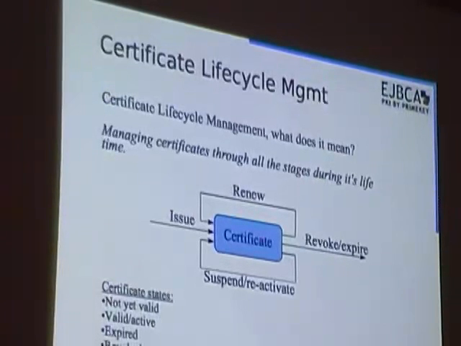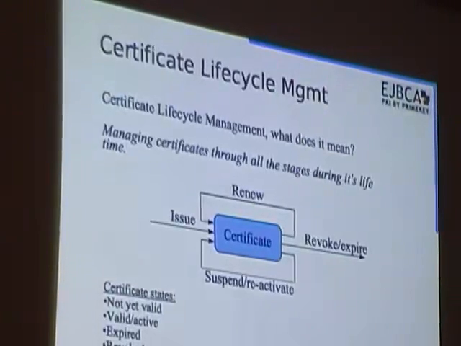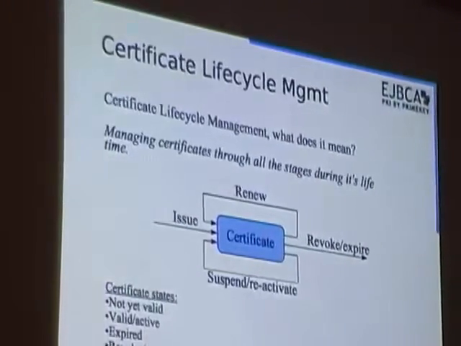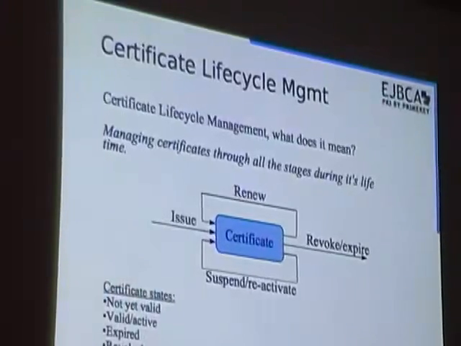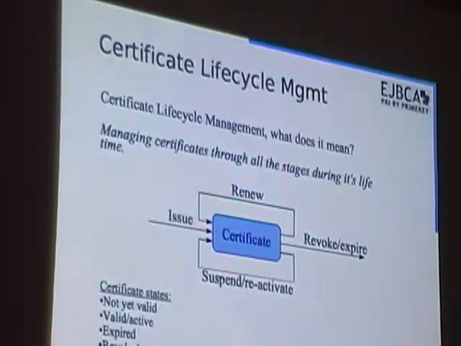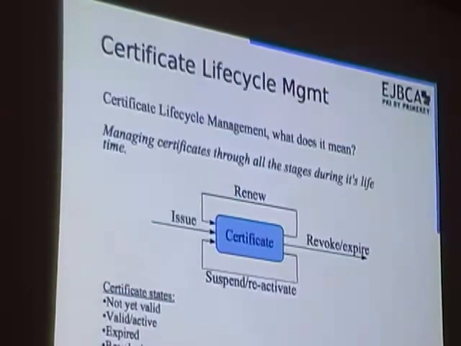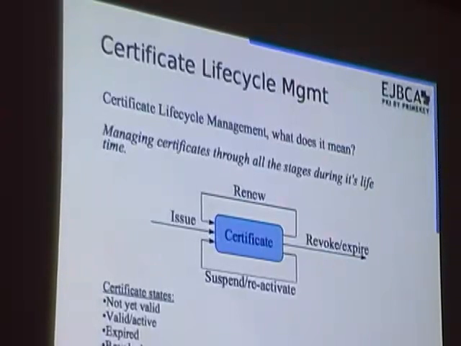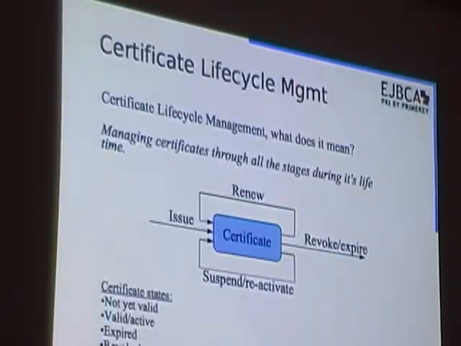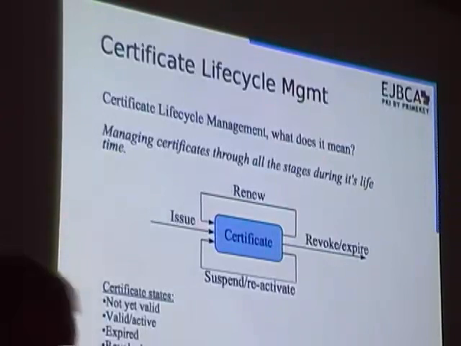And then when it will expire, you have to renew it. If you lose it, then you have to revoke it, so someone else can't steal it and use it. And in the end, it expires and you throw it away and you just can't use it anymore. So those are the different states these certificates and smart cards go through over time.